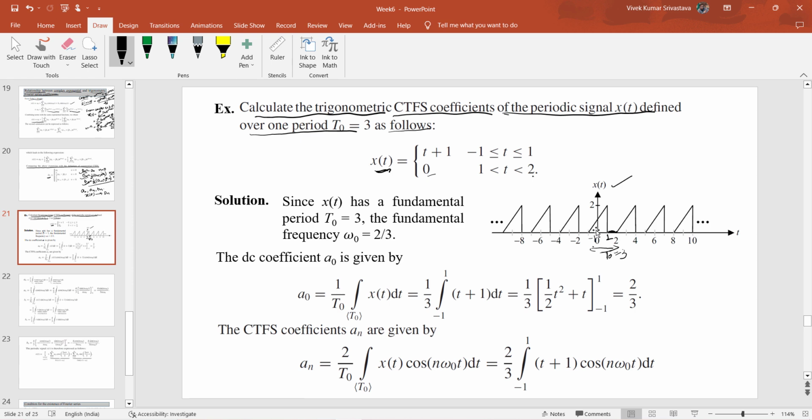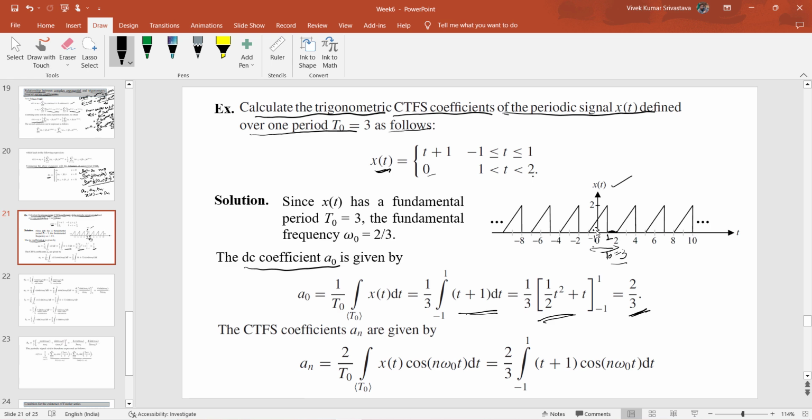Now let us determine the Fourier series coefficients, the trigonometric Fourier series coefficients. As we know, the first coefficient is the DC coefficient, a naught, which is defined as 1 over T naught integral x(t) dt. Here T naught is 3. We can integrate this function, and after integration you will get 2 by 3. This is a very easy integration, so I am leaving it for you.